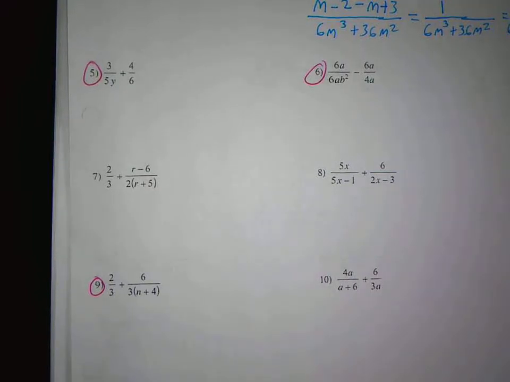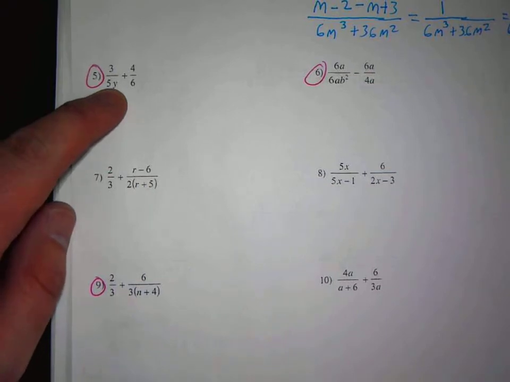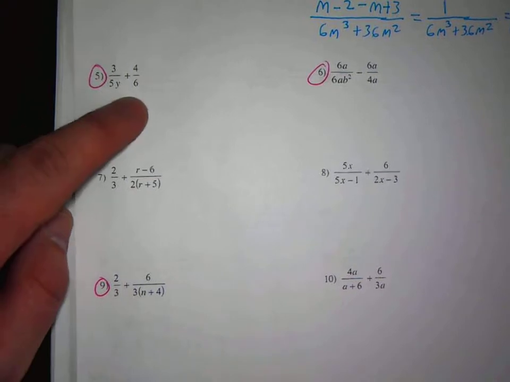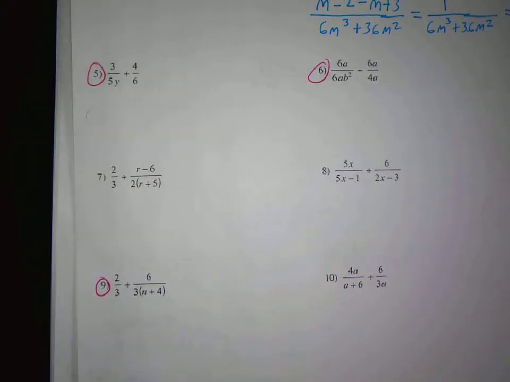Okay, I'm going to show you how to do 5, 6, and 9, and you're going to do 7, 8, and 10 yourself. Okay? Now what's different here than before? No common denominator, right? So we have to think about 5y and 6. Okay? Do they have anything in common already? That's the first thing you should check.